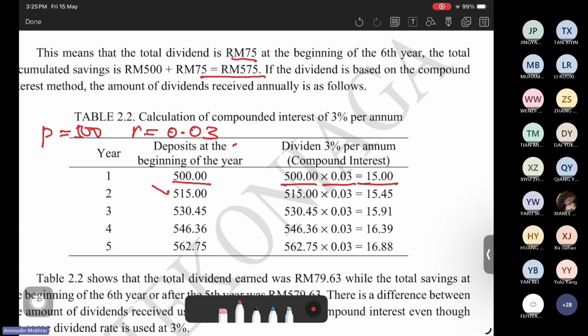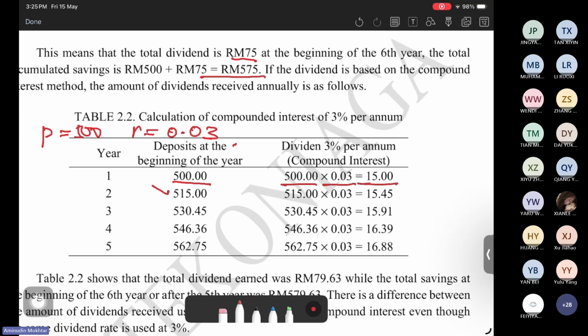Now, let's assume that you still deposit this amount and it is not taken out from the bank. You will not withdraw the amount. The deposit, the principal and the interest are still in the bank account for the whole of year 2. So at the end of year 2, the bank will pay you the same interest rate of dividend, let's say 3% per annum, but now compounded. The bank's calculation is based on the compound interest.